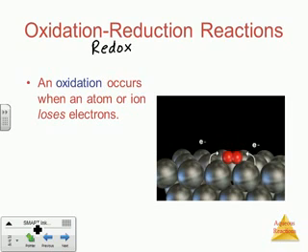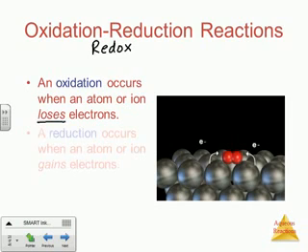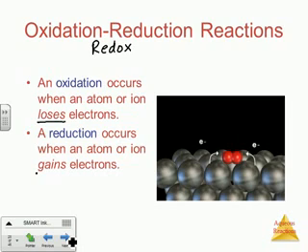Oxidation occurs when an atom or ion loses electrons, okay? And then a reduction occurs when an atom or ion gains electrons. And the way that you can remember that, a really easy way that's always worked for me, is Leo goes Ger. Lose electrons, oxidation, gain electrons, reduction. Leo goes Ger. So in class, I might say Ger to you quite a bit, or I might say Leo to you quite a bit, to help you remember which is which.